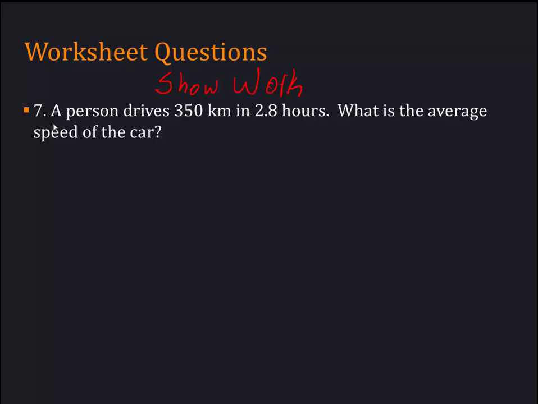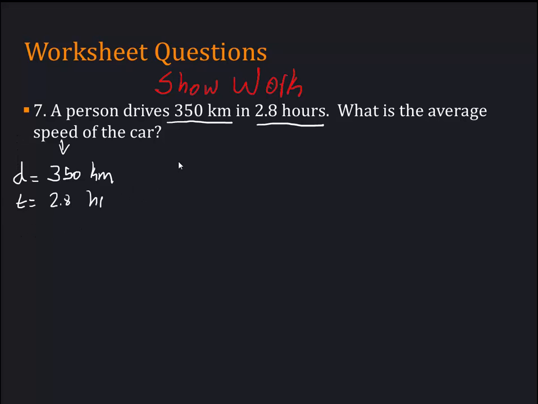So when you read a problem, the very first thing you need to do is pull out your information. Okay, this right here, 350 kilometers, that's a distance. So over here I'm going to write distance equals 350 kilometers. What is its average speed? Oh, nope, we got another piece of information. In 2.8 hours. So I just got a time. T equals 2.8 hours. This is part of your work. If you don't show me what information is given, you don't know what to do with it.